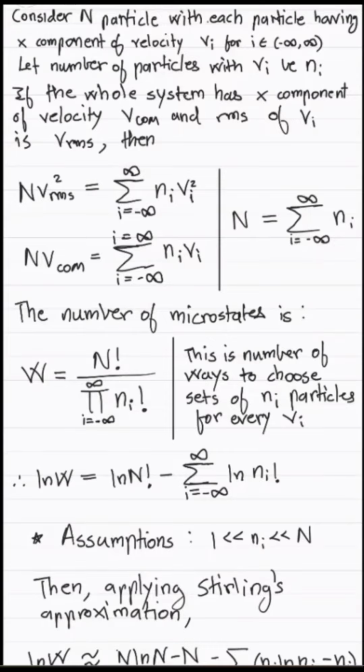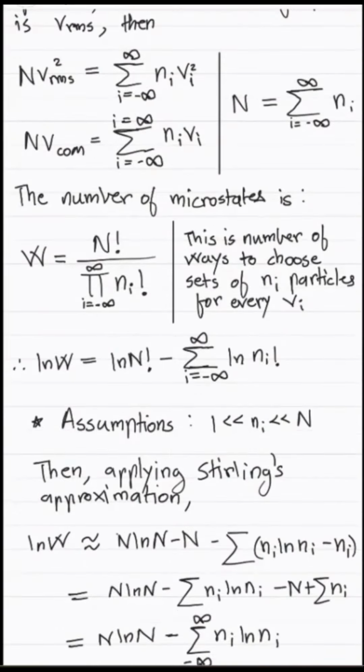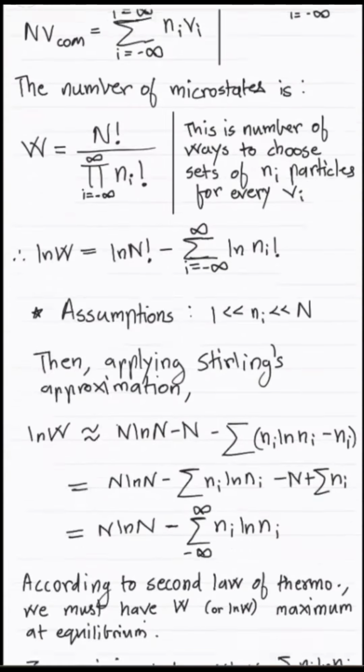Anyway, the number of microstates is given by capital W equal to capital N factorial upon the product of these ni factorial. This is the number of ways to choose sets of ni particles for every vi. Also, you can apply natural log on this to get natural log of W equal to natural log of N factorial minus the summation of natural log of ni factorial.